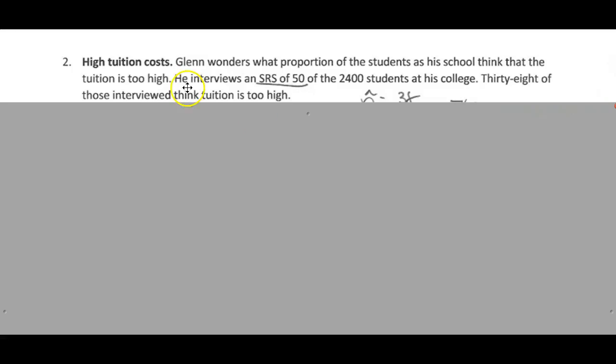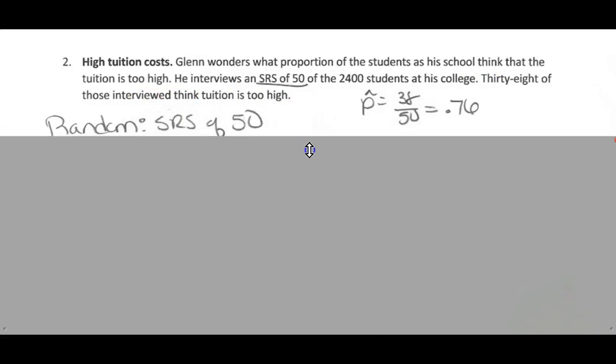Question number 2. High tuition costs. Glenn wonders what proportion of students at his school think that the tuition is too high. He interviews a simple random sample of 50 of the 2,400 students at his college. 38 of those interviewed think that tuition is too high. So again, random: simple random sample of 50. Notice I underline that. As I'm reading these, there's information I am underlining.